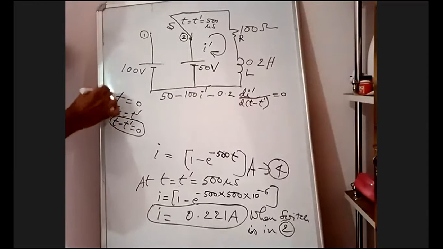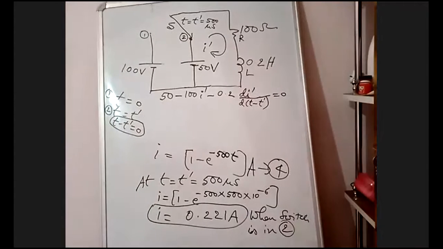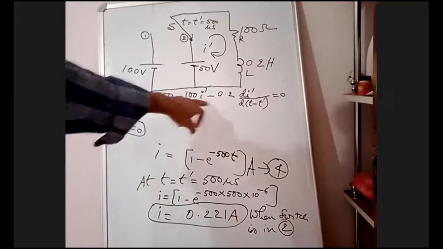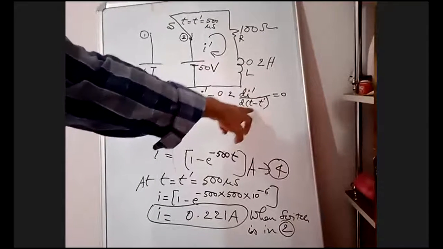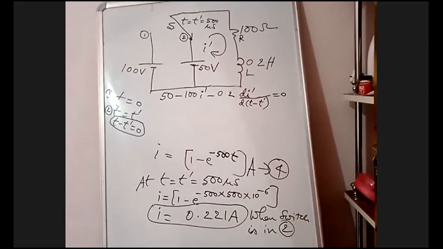This is when switch is in position 1. This is when switch is in position 2. In position 2, it is t is equal to t dash. That is t minus t dash is equal to 0. That's why I'm taking your current as I dash, di dash by d(t minus t dash). I want to determine the current equation in the second loop.